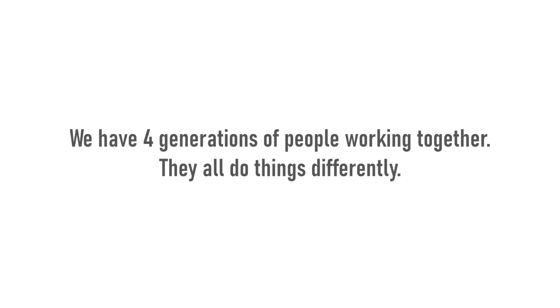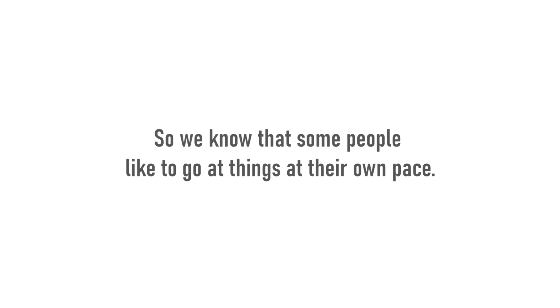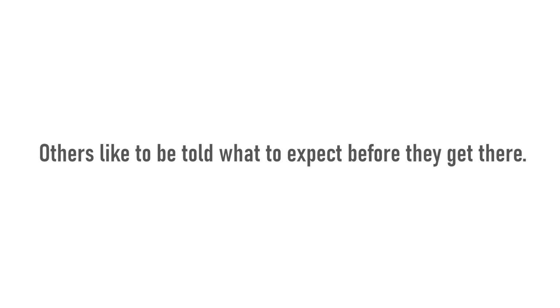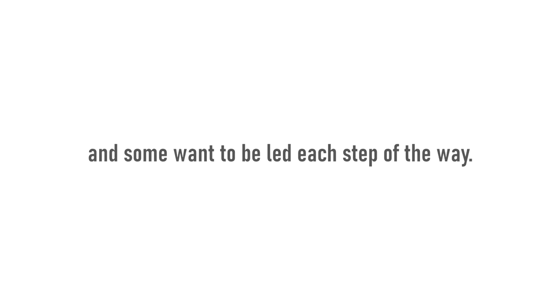Well, guess what? That's what Shannon explained has happened in the workplace. We have 4 generations of people working together. They all do things differently. So we know that some people like to go at things at their own pace. Others like to be told what to expect before they get there. And some want to race ahead and jump in feet first. Others want to skim through the steps until they get stuck. And some want to be led each step of the way.